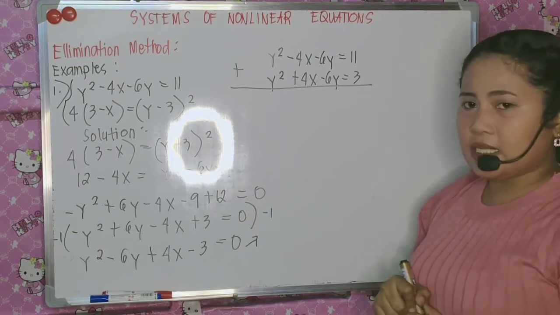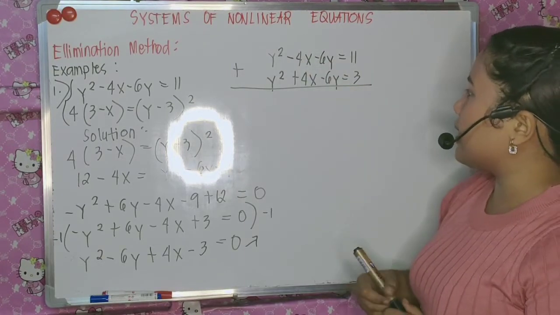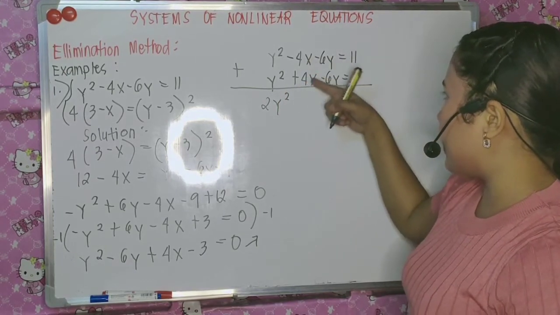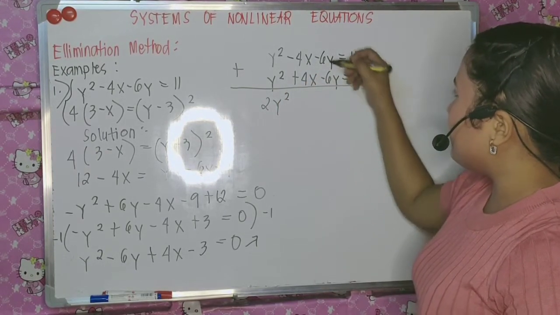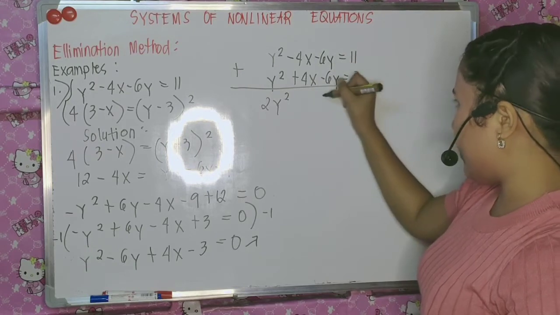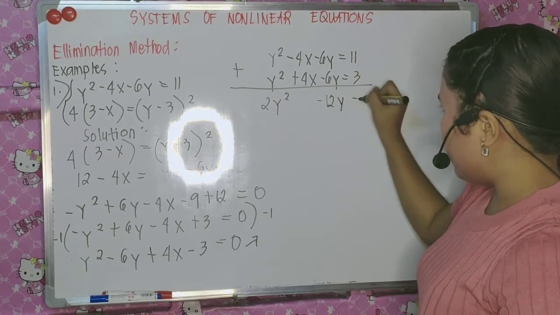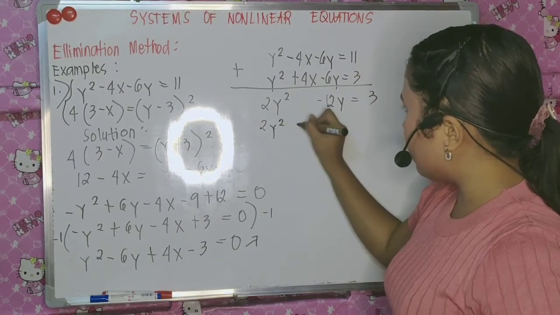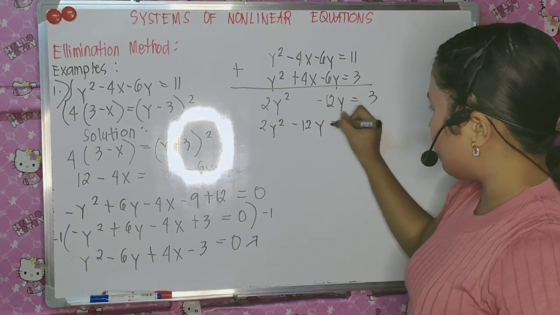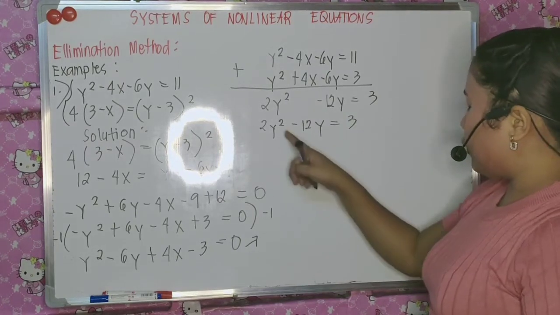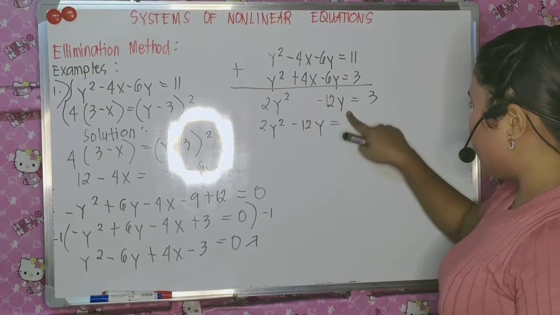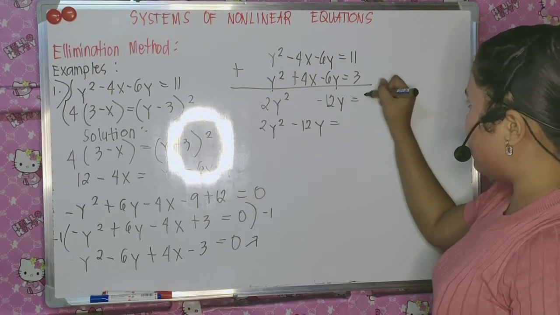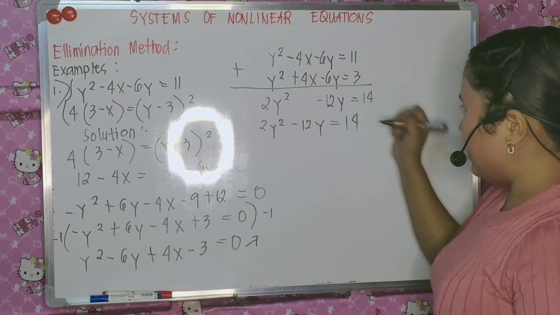So, simplify na natin siya. Y squared plus y squared, so meron tayong 2y squared. Then, negative 4x plus 4x, of course, 0 na siya. Then, negative 6y minus 6y, we have negative 12y equals 3. Okay? So, pag sama-samahin natin siya, we have 2y squared minus 12y equals 3. So, rather, 14. Okay, kasi 11 plus 3. Hindi ko nakita yung 11. So, we have 14.